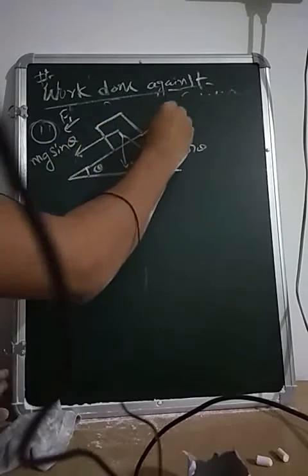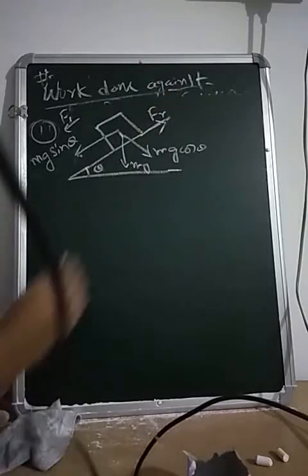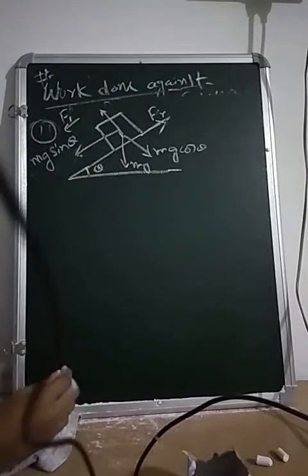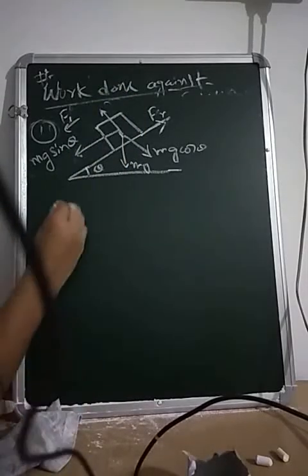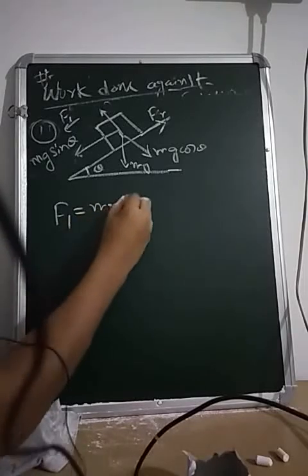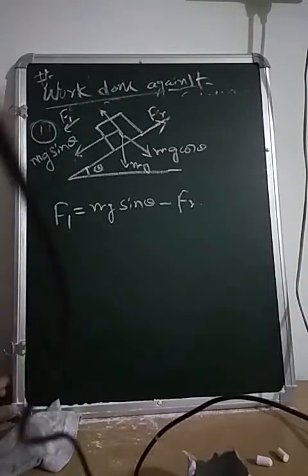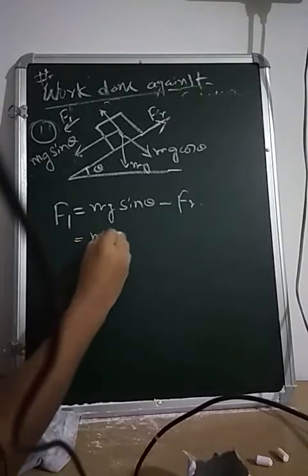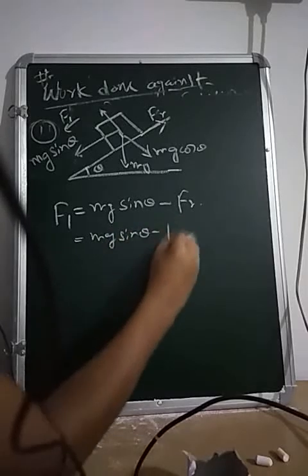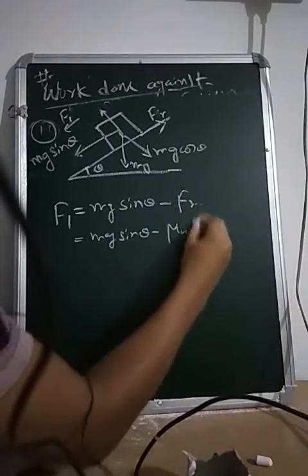So the frictional force arises in the backward direction. This is the kinetic frictional force. This is the normal direction. So how do we represent F1? F1 will be mg sin theta minus the frictional force, which equals mg sin theta minus mu k into R.